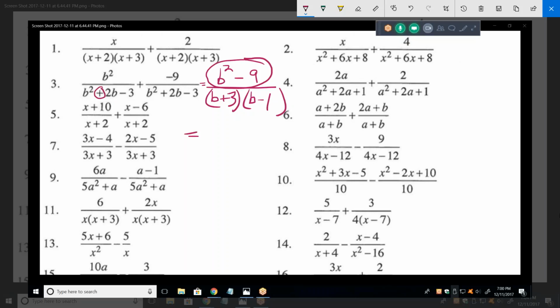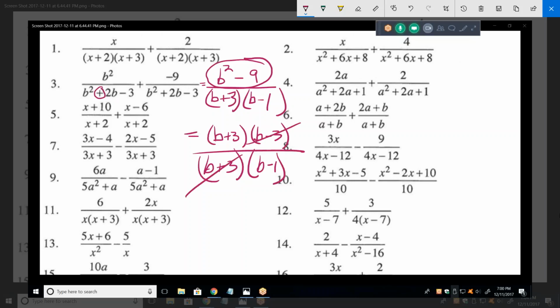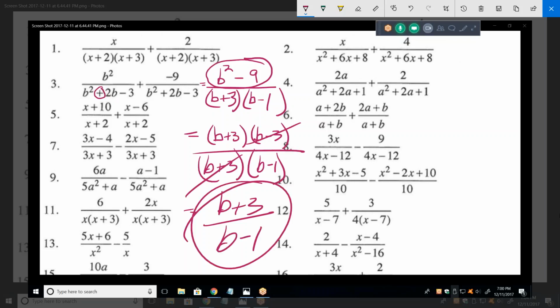Factor that. So it's the difference of two squares. So then it's b plus 3 times b minus 3, all over b plus 3 times b minus 1. B minus 3's cancel. What's my final answer? B plus 3 over B minus 1. Okay, good. That cannot be simplified any further.